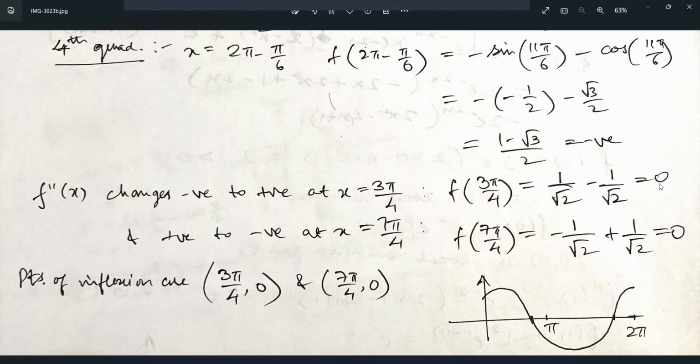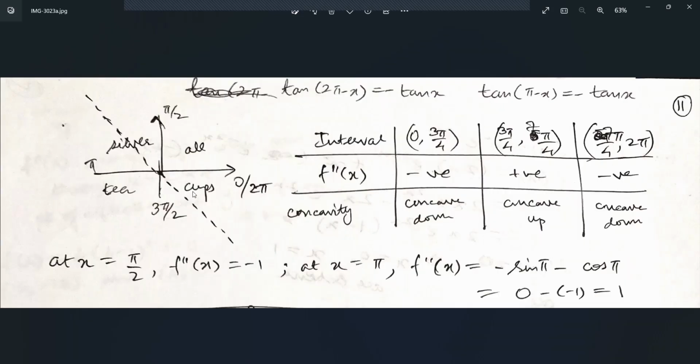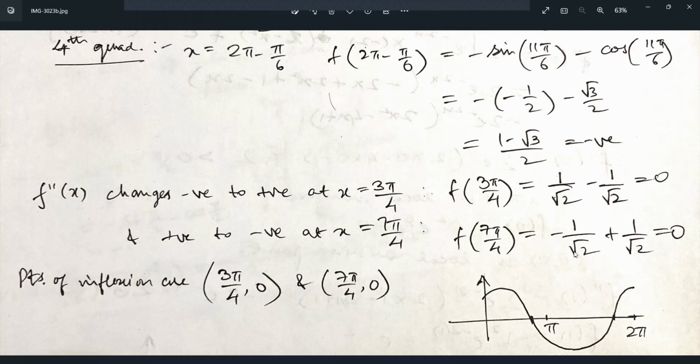So you get 0 over here, and at 7π/4, sine of 7π/4 is again related to 45 degrees, and because it is in this zone, sine is negative, so -1/√2, whereas cos is positive, 1/√2. The sign convention we know, and the value is related to 45 degrees, so I can get 0. So the points of inflection are (3π/4, 0) and (7π/4, 0).